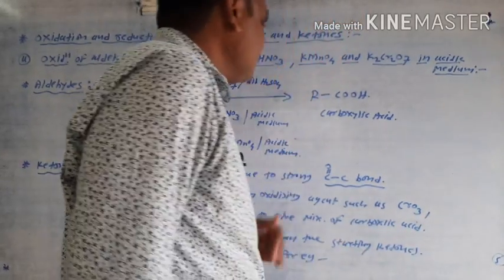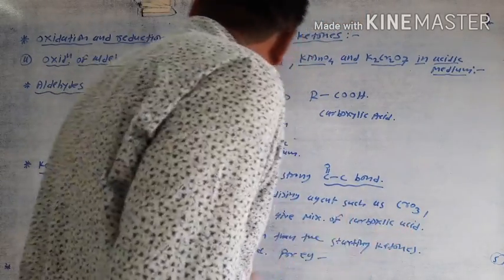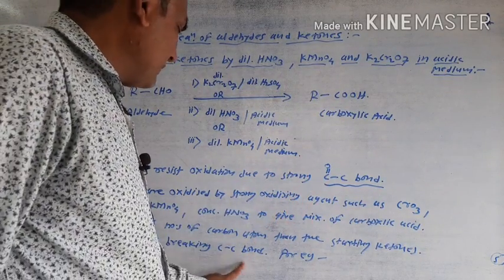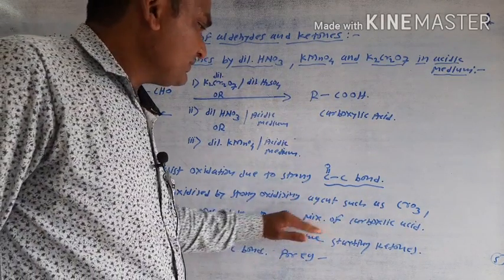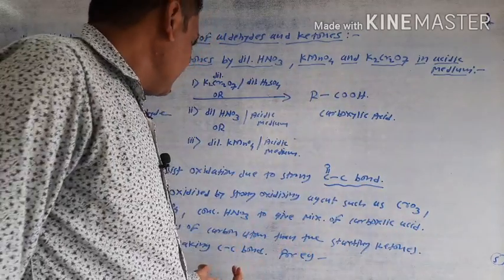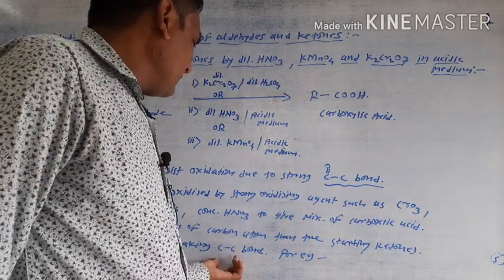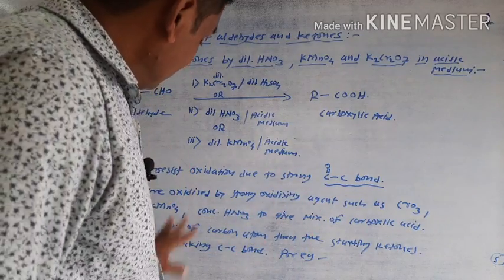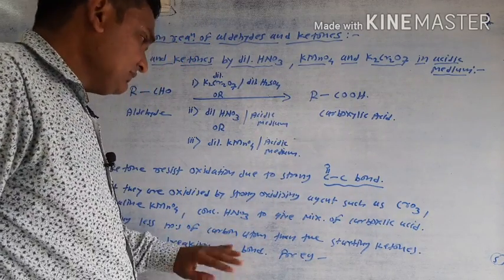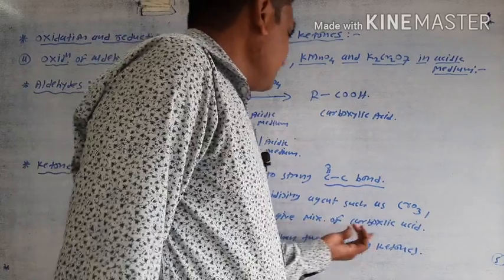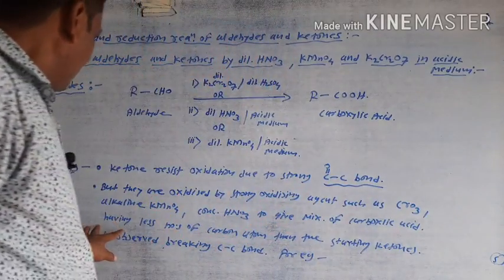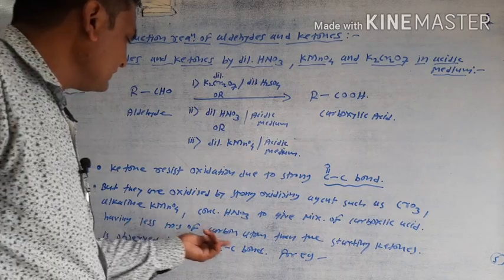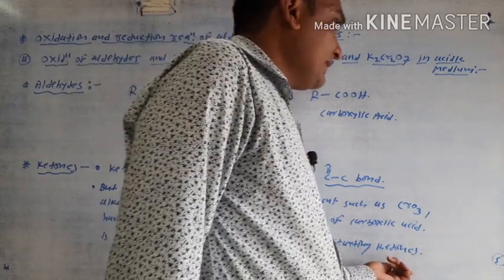Why does it give a mixture of carboxylic acids? Because of the breaking of the carbon-carbon bond in the ketone molecule. In this way, two different carboxylic acids are given, which have fewer carbon atoms than the starting ketone.